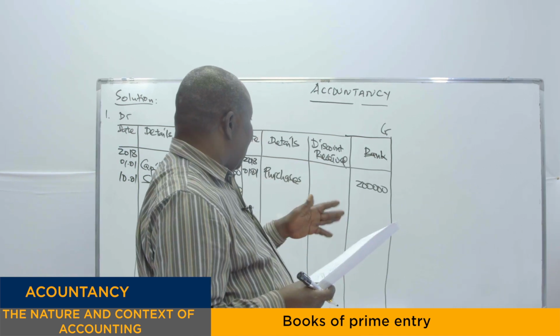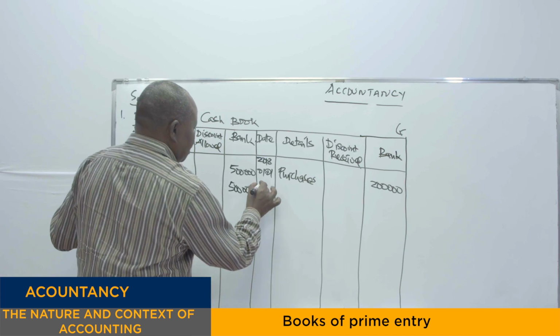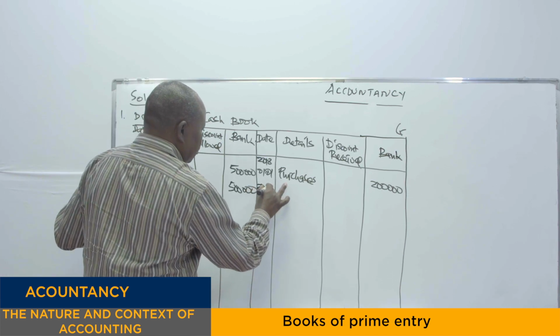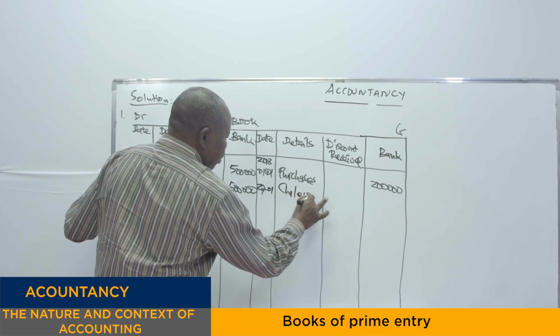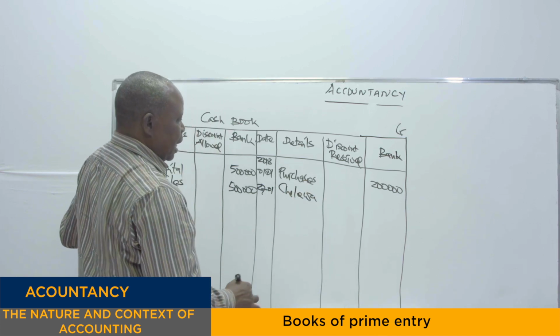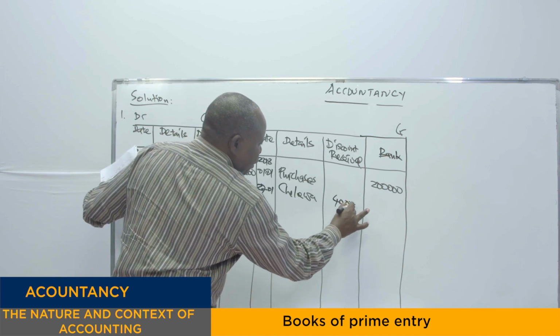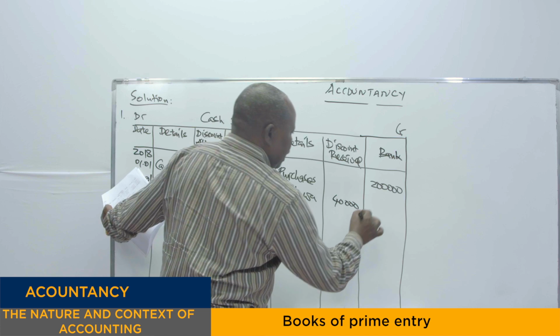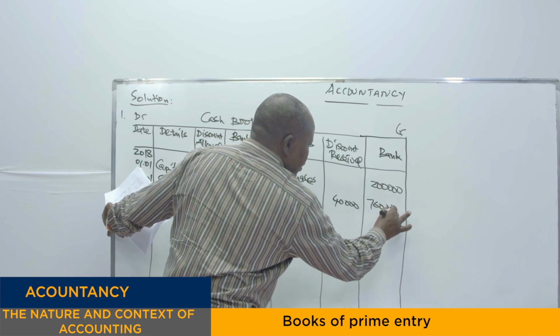So we are going to write on the credit side. So we write here on 27th January, Chelewa. The discount is 40,000, and the amount into check is 760.